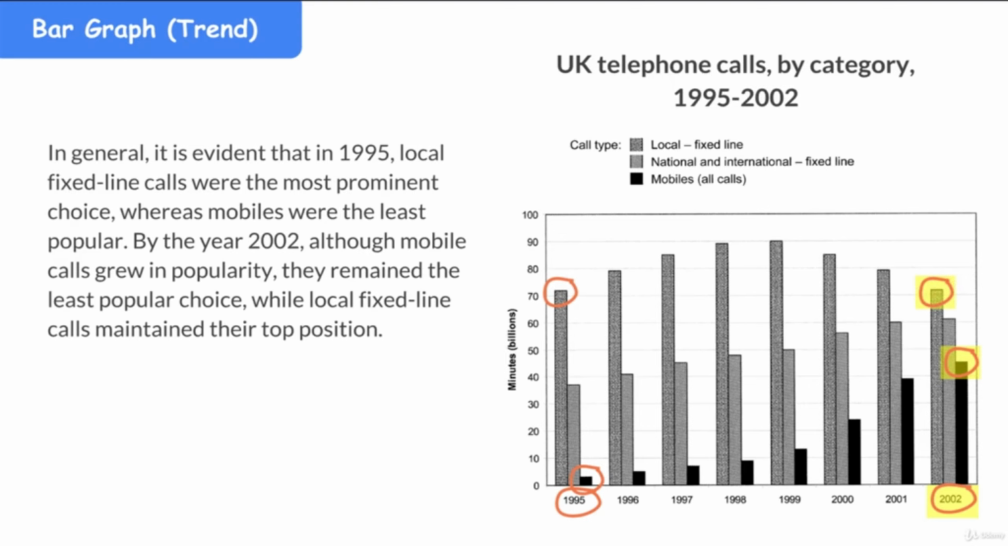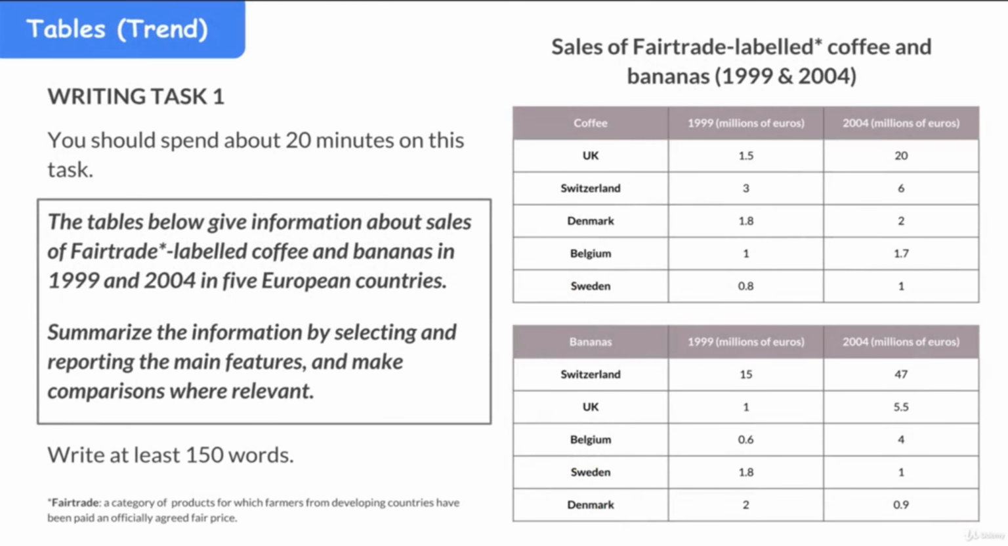So now that we've talked about the highest and the lowest data points at the start and the end of our graph, our overview is now complete. That's all we have to do. Let's look at our next example. This time we have a tables question. Again, you've seen this tables question before when we did the introduction, so this time we're just going to write the overview for this question.